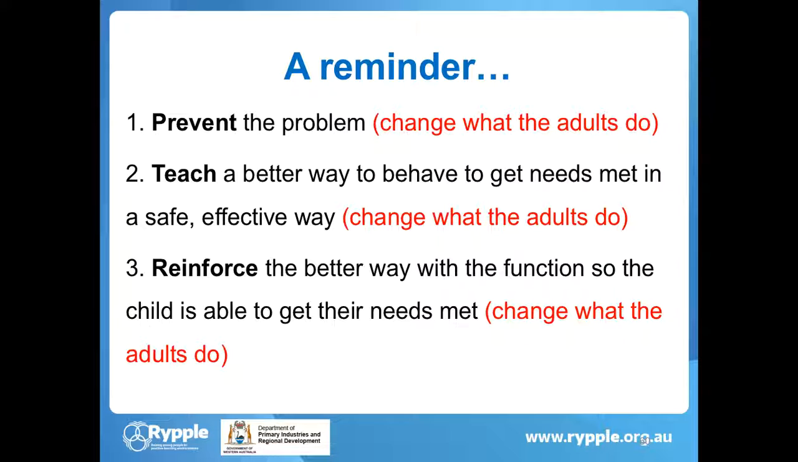A behaviour support plan, a prevent, teach, reinforce plan, is not a plan for what the child will do. This is a plan for what we as the adults who are supporting that child are going to do to help them to get their needs met. So really important, if you've got stuff about what the kid will do, change it to what are the adults going to do to help the child be more successful with those behaviours.